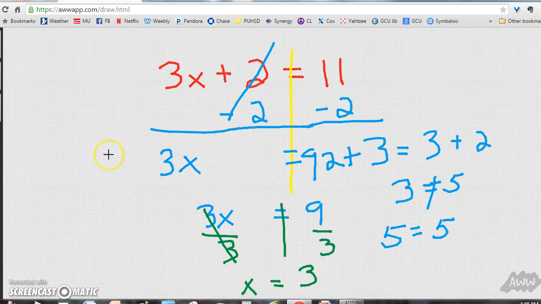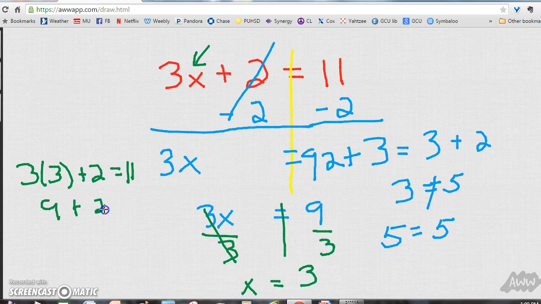Well, what that means is when I take this 3 and I plug it back in for my x here, I should get 11 when it comes out. So let's try. So 3 multiplied by 3 plus 2 should equal 11. So 3 times 3 is 9 plus 2 equals 11, and that is in fact a true statement.